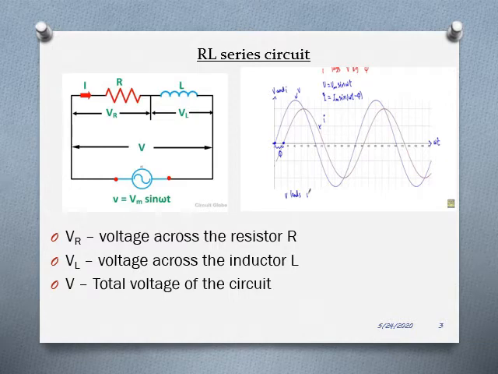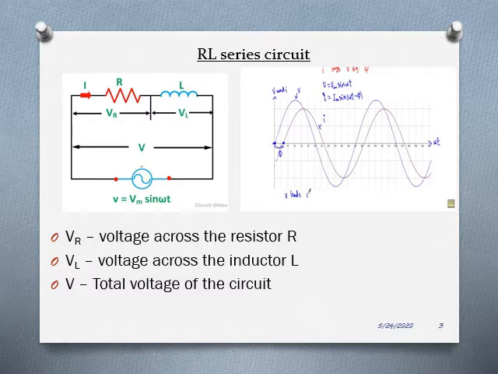The total voltage V will not be just the sum of VR and VL. It is the RMS values we are calculating. So the total voltage V will be the vector sum of the voltages. That is, V will be equal to square root of VR square plus VL square. Similarly, the total impedance of the circuit Z will be equal to square root of R square plus XL square.